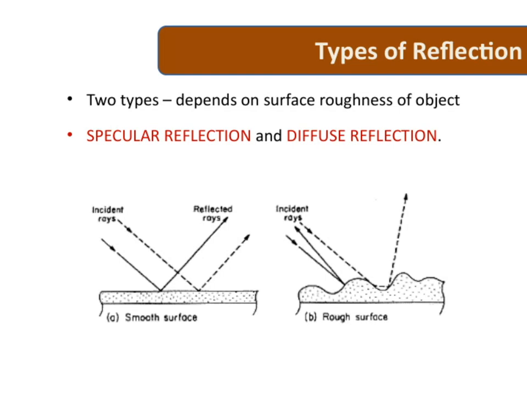All right, let's talk about the types of reflection. There are two main types, and which one occurs really depends on the surface roughness of the object we're dealing with. The first type is specular reflection. This is the kind of reflection you see on smooth, shiny surfaces like mirrors or calm water. It produces a clear and defined reflection, where the angle of incidence equals the angle of reflection.